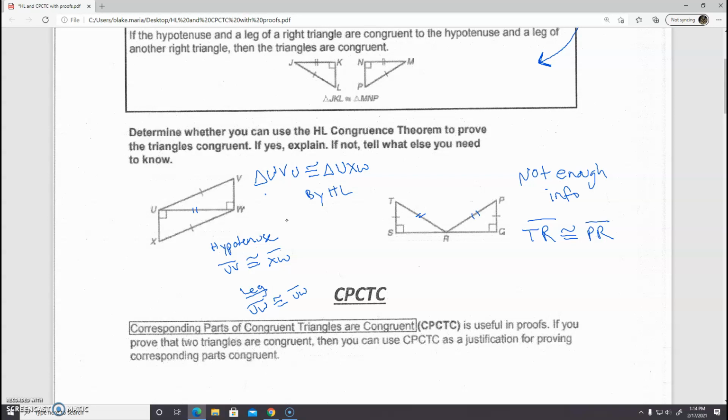All right, so hypotenuse leg, again, the only time you can use this is for right triangles. Now, I do want to emphasize you can still use all the other stuff with right triangles as well. So if you had right triangles that looked like this, that is not hypotenuse leg, that is side angle side. So all the stuff that you learned before still applies to right triangles. It's just I'm giving you one extra tool.